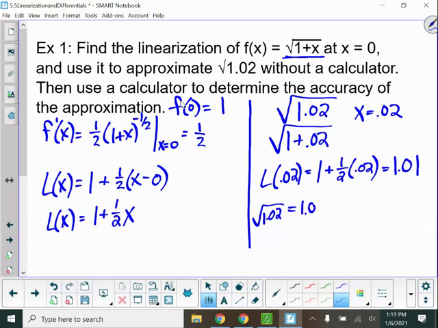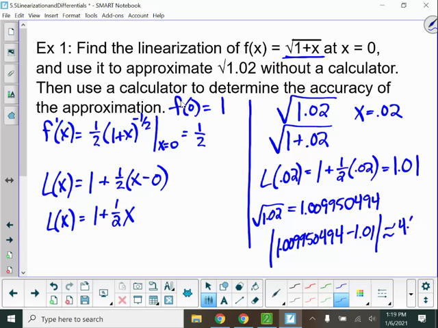that is 1.009950494. So if we figure out how close our error is, that's going to be the absolute value of the actual value minus what we got as an approximation. And that's going to be about 4.05 times 10 to the negative fifth.